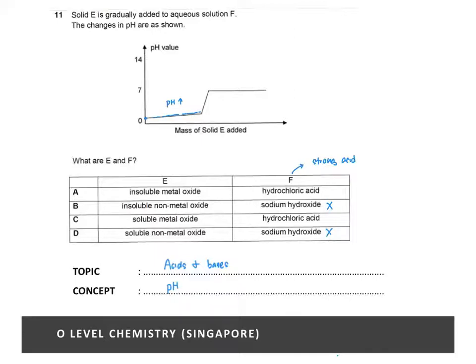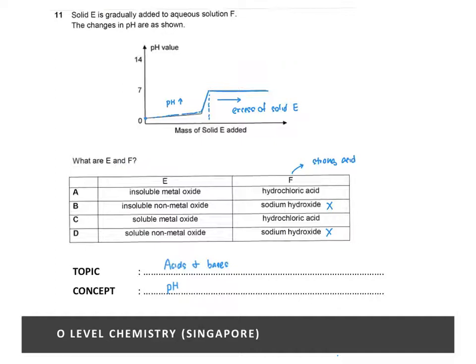Next, you will notice that at a certain point, the pH rises to 7. So what it means is that at this point, all your acid F has been reacted away. So anything beyond, we know that we have excess of solid E. And what is apparent here is that the pH remains at 7.